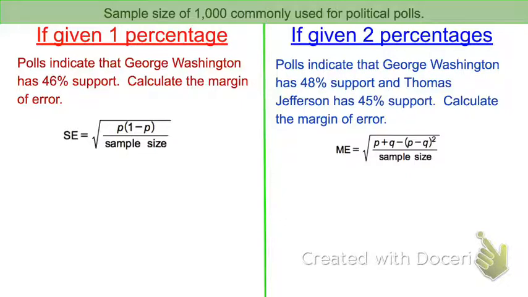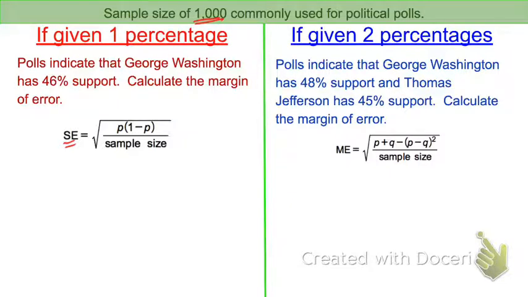Now, instead of margin of error, we actually refer to this as standard error. That's why it says SE for this when you have 1%. But all you're doing is substituting in that percent and then your sample size. Now, they didn't give us a sample size, but for most political polls, to calculate the margin of error, you use 1,000 as your sample size. So we're going to use that here.